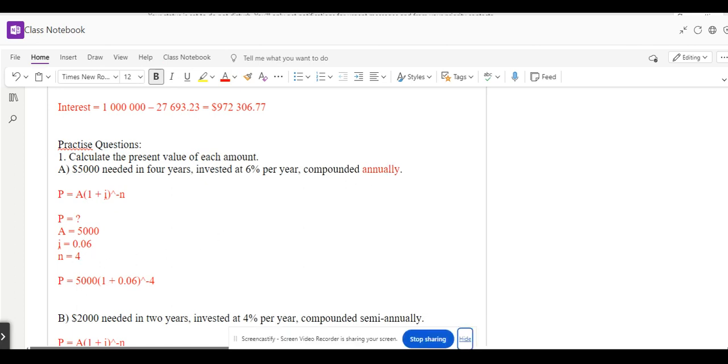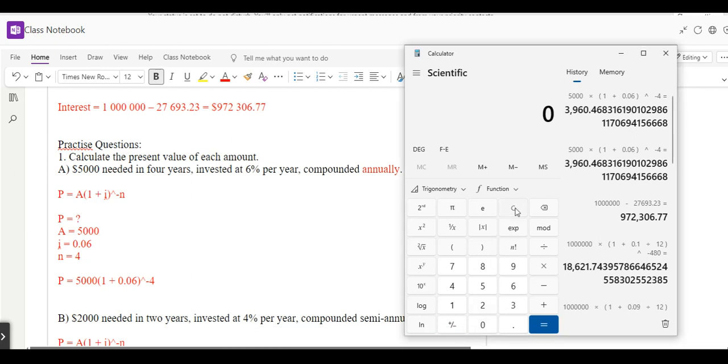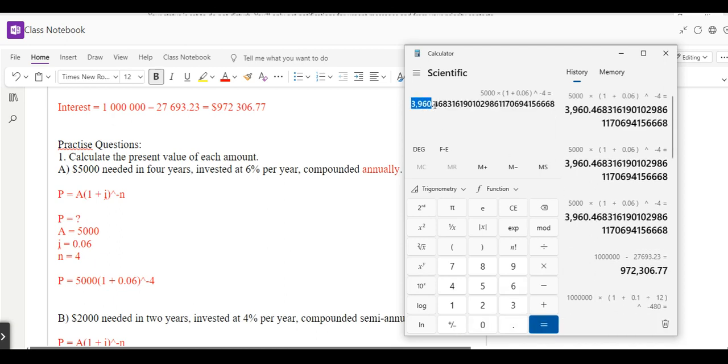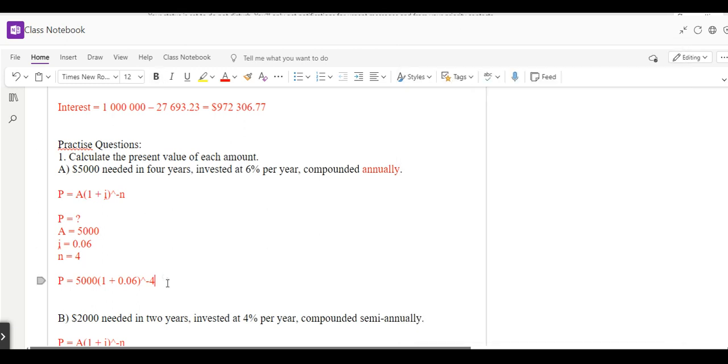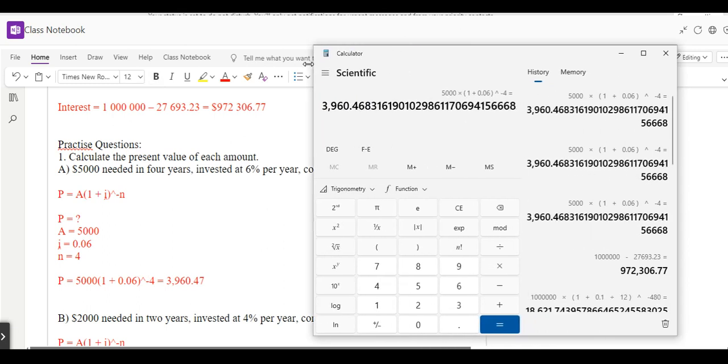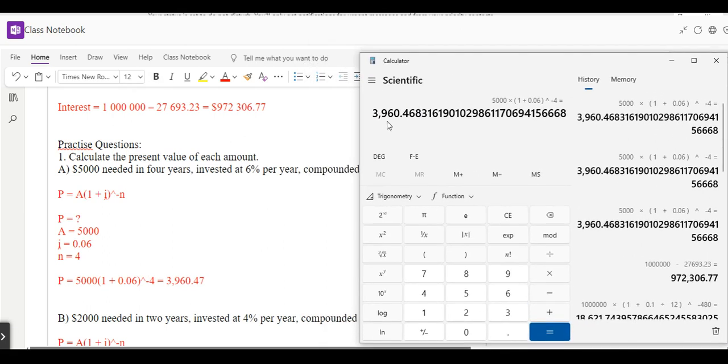Okay? And so 5,000 multiplied by 1 plus 0.06 to the power of negative 4. That's going to be $3,960.47 after rounding. I'm just making my calculator a little bit bigger on the display.